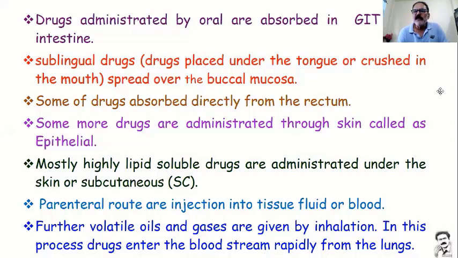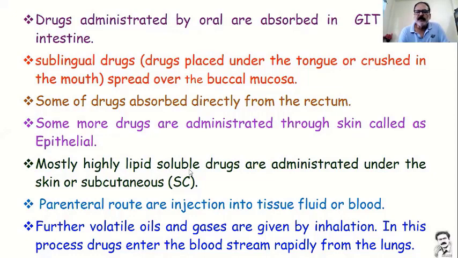Some of the important points I will discuss here. Drugs administered orally are absorbed in the GIT, the small intestine. Sublingual means drugs kept under the tongue, absorbed through the buccal mucosa. Some drugs are absorbed directly from the rectum. Some drugs are administered through the skin, called epithelial. There may be some layers in the skin, so that is called epithelial.